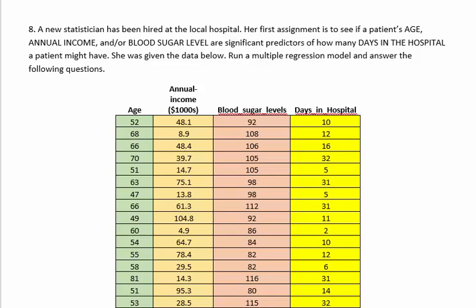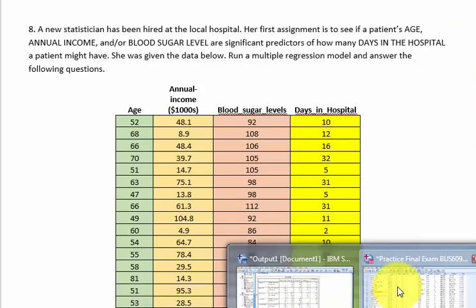Question 8, SPSS. We're trying to predict how many days in the hospital somebody might spend depending on their income, their age, and their blood sugar levels. This is a prediction model that makes it a multiple regression model. So let's jump on over to the SPSS.